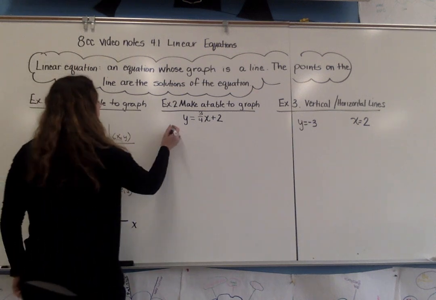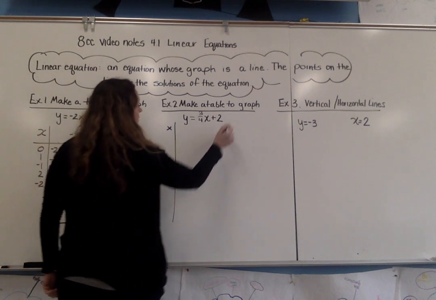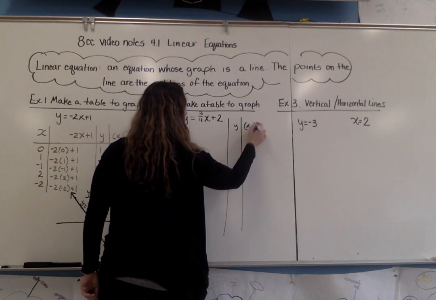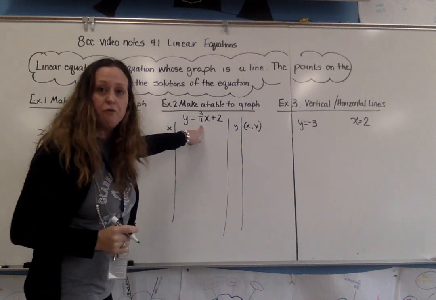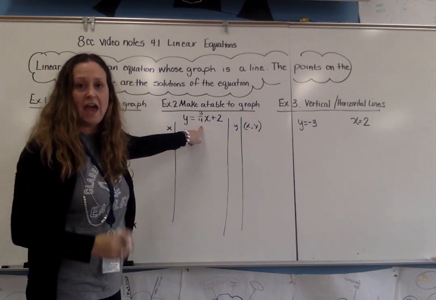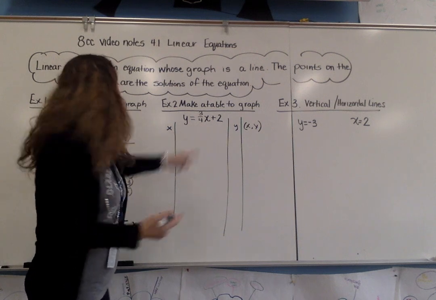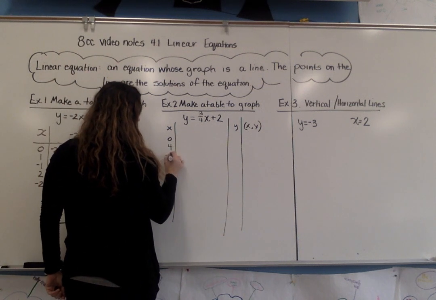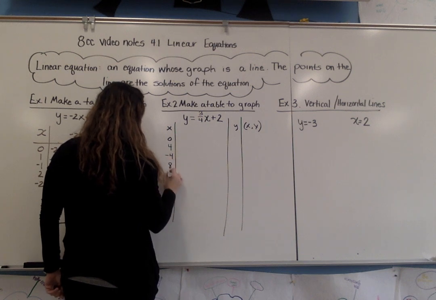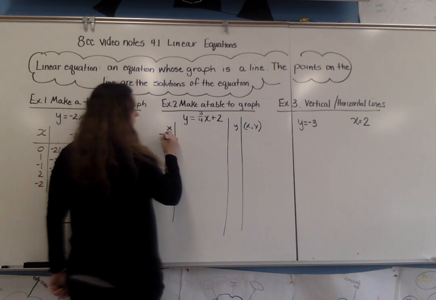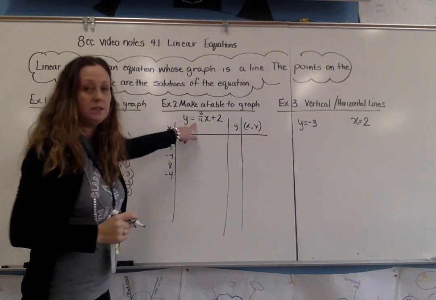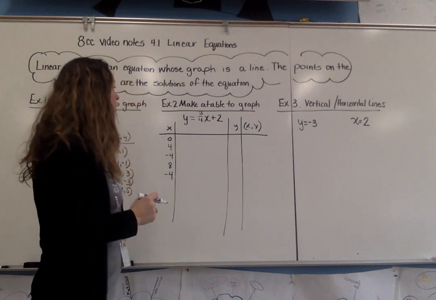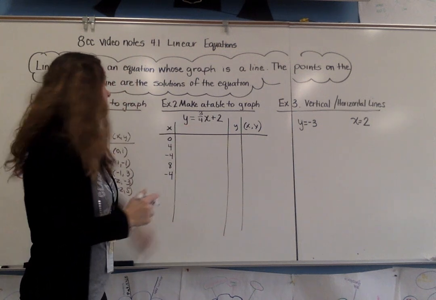So I want to go ahead and pick x values that are going to make sense so I have whole numbers. Now, because there's a 4 there, I want to pick values that are multiples of 4. So I'm going to pick 0, 4, -4, 8, and -8. That way, when I plug them into this equation, 3/4 x plus 2, I'm going to end up with whole numbers. So always pick multiples of the denominator.